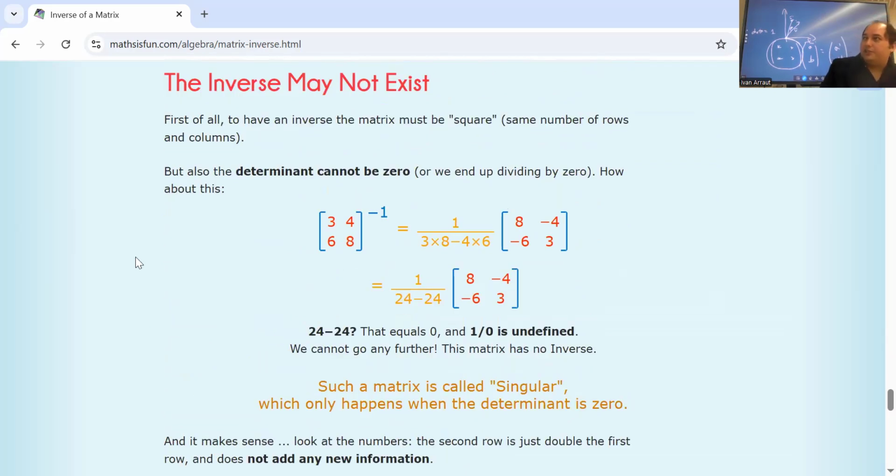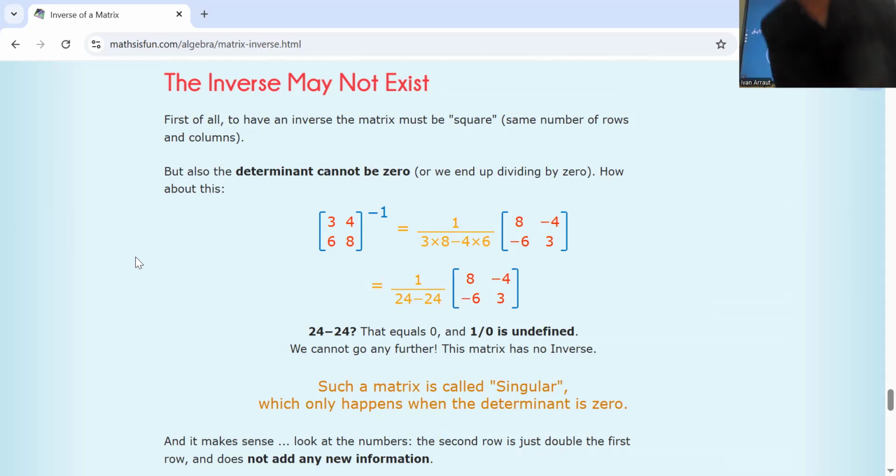Sometimes the inverse doesn't exist. Why? When the determinant is 0. Those matrices we call singular. When the determinant is 0, you cannot find the inverse of the matrix. It means there is no matrix such that multiplying the original matrix, you get the identity. In such cases, we say this matrix is not invertible and the determinant is 0.